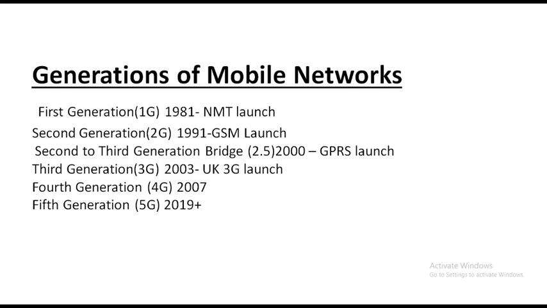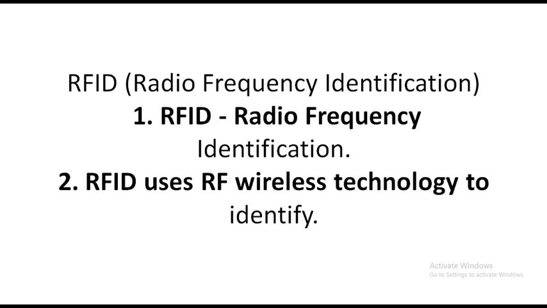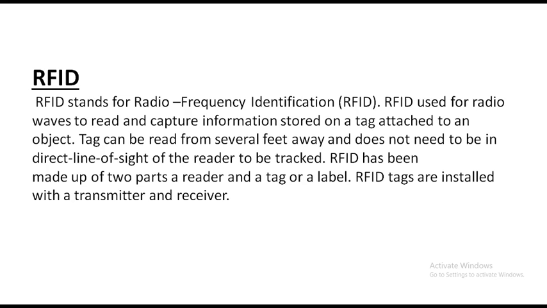And next we are going to see RFID. RFID is nothing but radio frequency identification, and this RFID uses radio frequency wireless technology to identify objects. RFID uses radio waves to read and capture the information of an object. So first you have to know what RFID is and where RFID has been used.